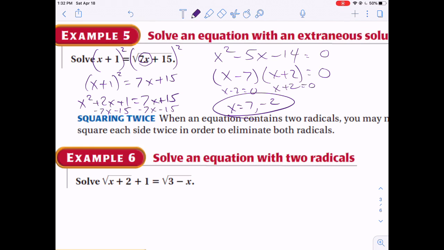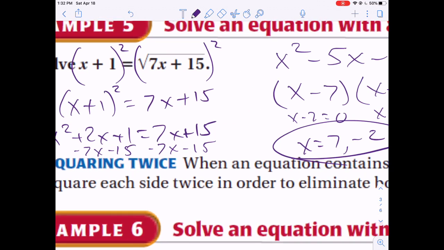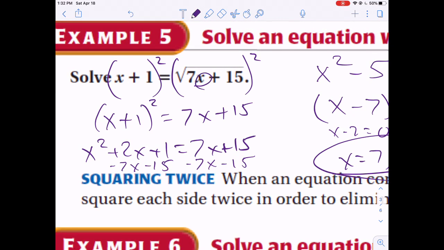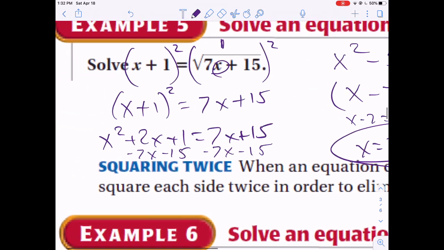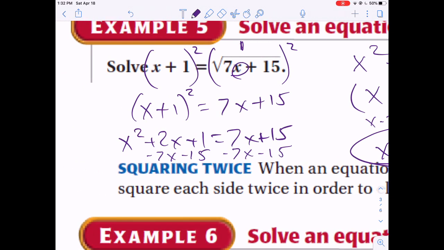All right, I'm going to take the negative 2 and put it into the original equation. So I'm going to zoom in on that for you. Negative 2 on the right-hand side, I'm putting it in here. Negative 2 times 7 is negative 14. Negative 14 and the 15 gives me a 1. Square root of 1 is 1. Okay, it's 1. I put that negative 2 into the left side. Negative 2 plus 1 is negative 1. Negative 1 does not equal 1. So therefore, negative 2 is an extraneous solution.